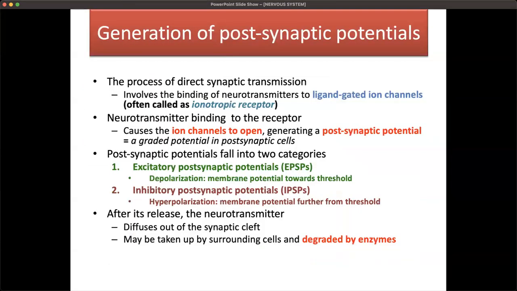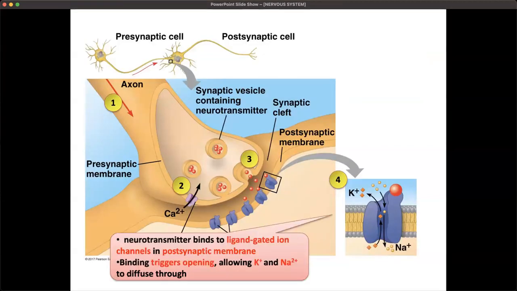Okay, we also have the generation of postsynaptic, what do you call it?